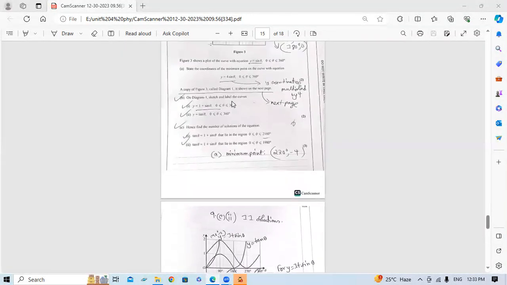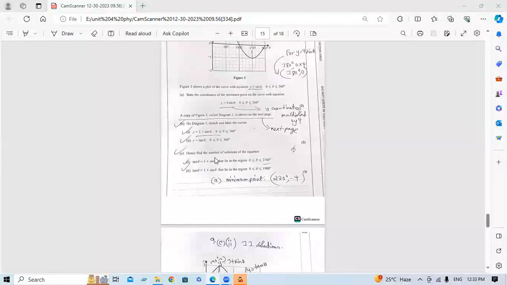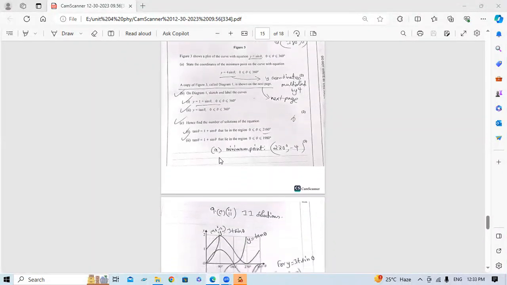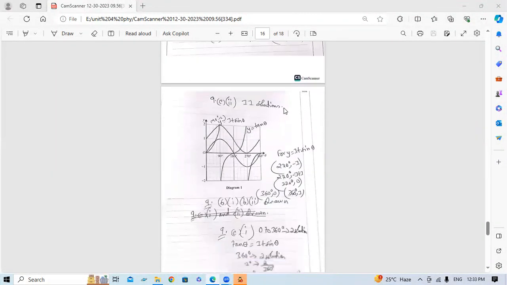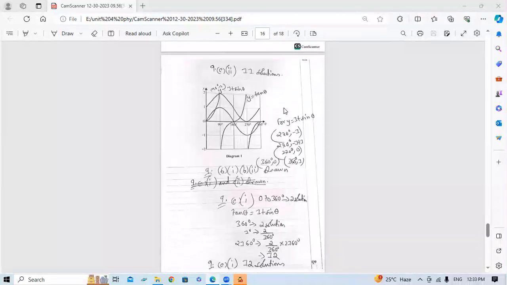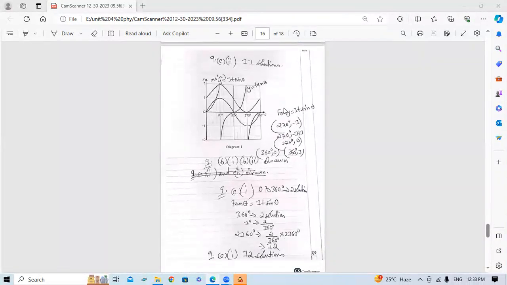Okay. In number C, hence find the number of solutions of the equation tan theta equals 1 plus sine theta that lie in the region 0 less than theta less than 1980 degrees. It will be 12 solutions, 9C1.